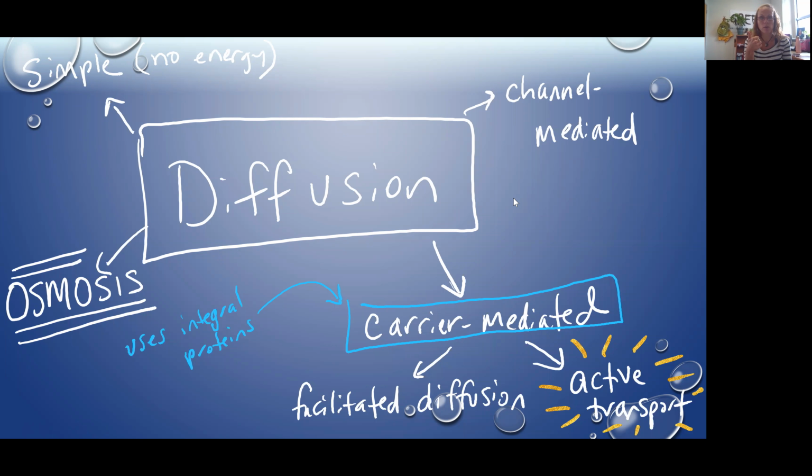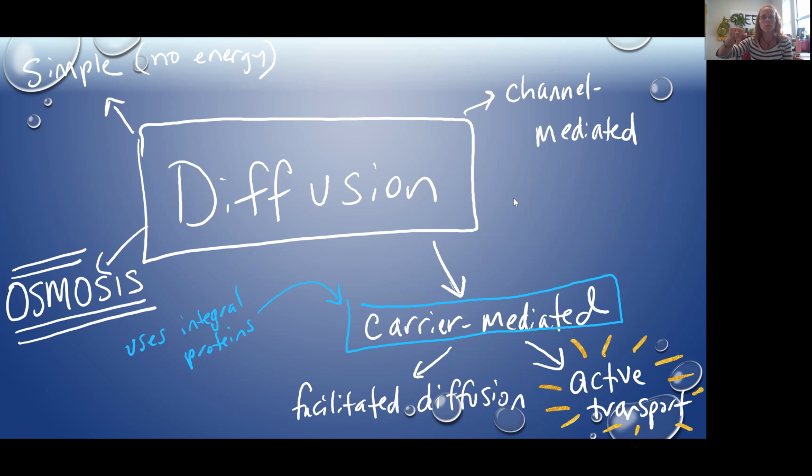When we talked about diffusion last, we left things here where simple diffusion takes no energy and doesn't use any proteins. It's just the straight up movement across the phospholipid bilayer from a high to a low concentration. With channel mediated diffusion, we're still going with the concentration gradient. Again, no ATP is required, but here those ions and polar molecules will not go through the phospholipid bilayer and have to go through protein channels instead.